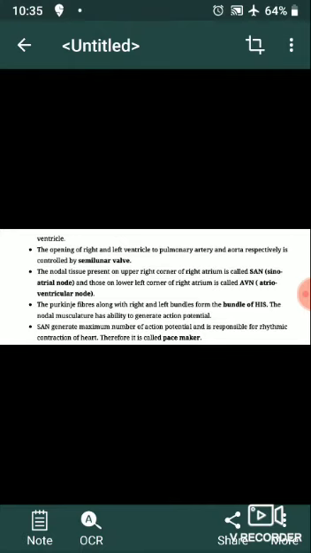The nodal tissue present in the upper right corner of the right atrium is called the sinoatrial node. The one in the lower left corner of the right atrium is called the atrioventricular node. The Purkinje fibers, along with the right and left bundle of His and the nodal muscle, have the ability to generate action potentials. The SA node generates the maximum number of action potentials and is responsible for rhythmic contractions of the heart, therefore it is called the pacemaker. Thank you, class.